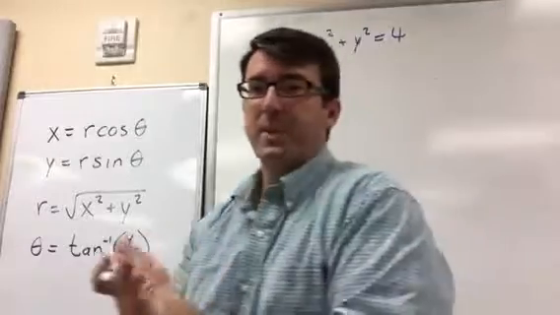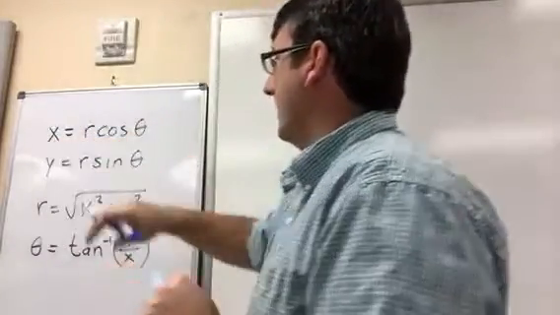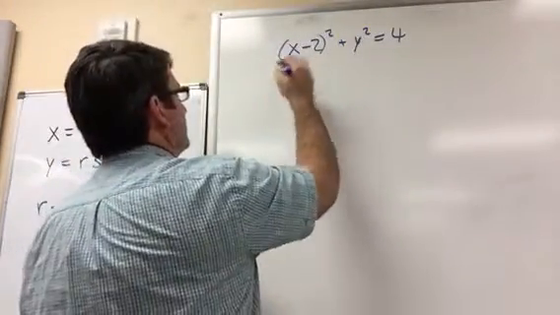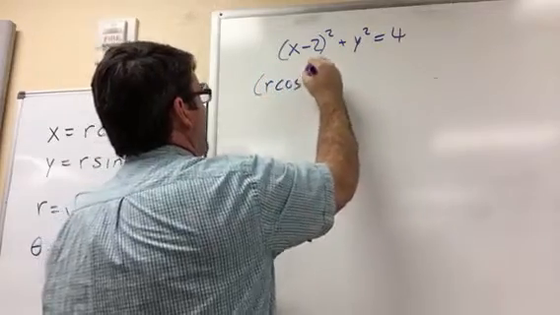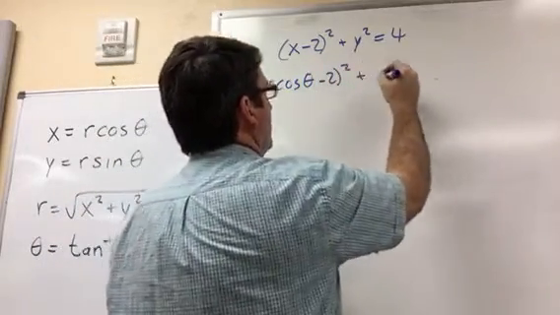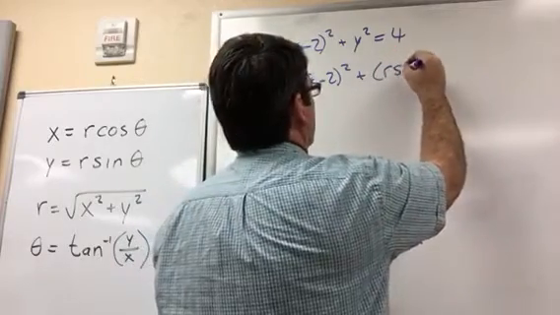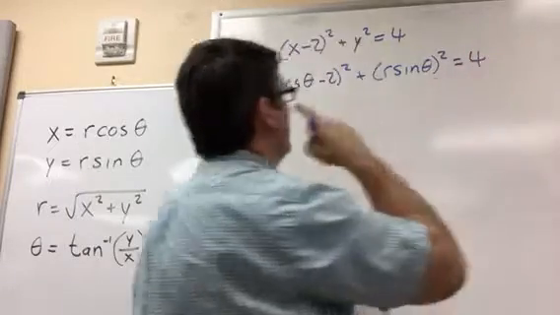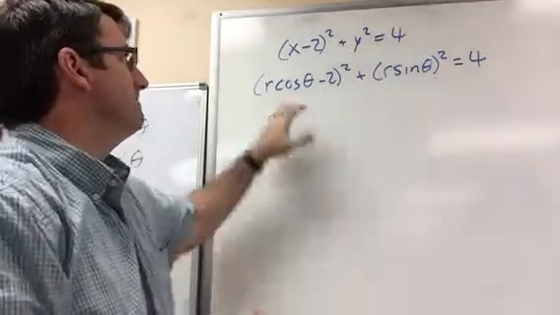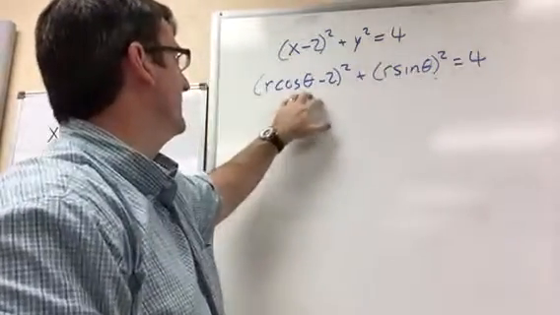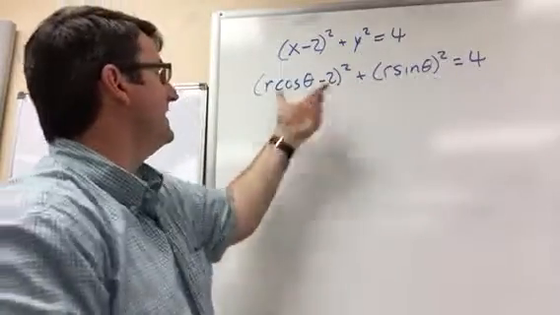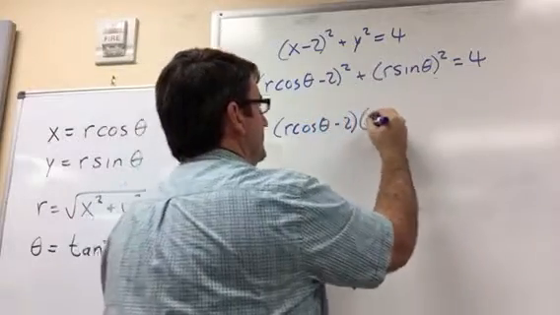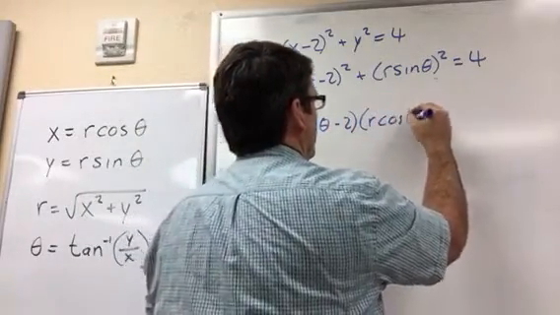to the problem we had in the beginning and replace x with r cosine theta, replace y with r sine theta. So this will be (r cosine theta minus 2) squared plus (r sine theta) squared equals 4. So now we need to expand this out. When we square this, remember this is (r cosine theta minus 2) times (r cosine theta minus 2).